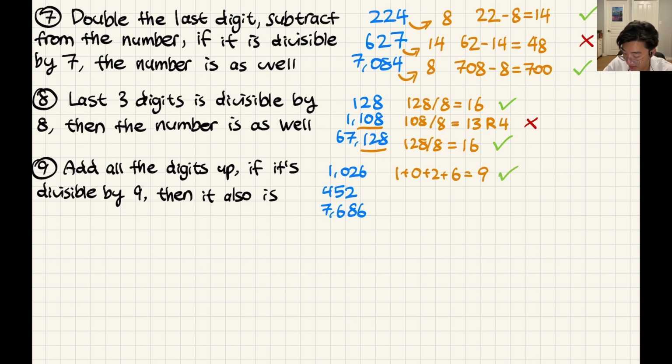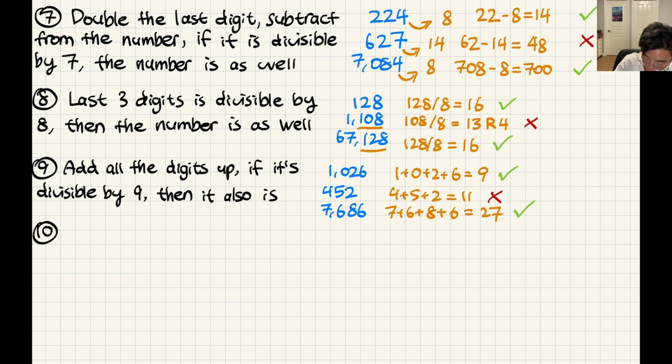So 1026 is also divisible by 9. 4 plus 5 plus 2 gets us 11, not divisible by 9. So 452, not divisible by 9. Here comes a big number. 7 plus 6 plus 8 plus 6. That is 21, 27. 27 is divisible by 9, so the big number here is also divisible by 9. Alright, very cool. 10, super straightforward, ends in 0. No exceptions. Including 0 itself. 0 is divisible by any number, right?